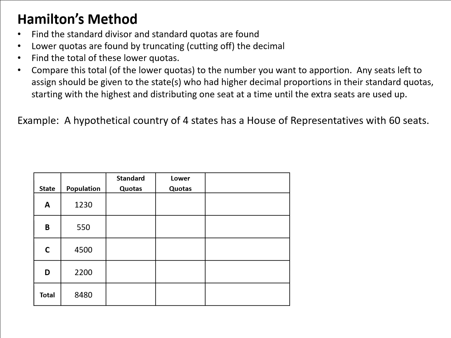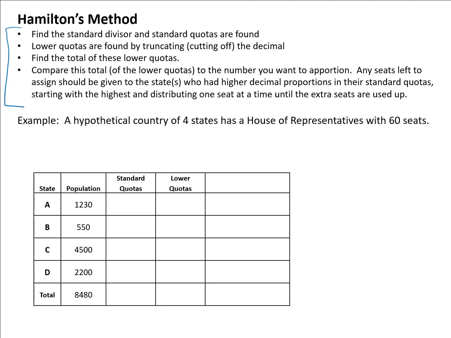Hamilton had proposed a method of dealing with the decimal in the apportionment process back when Jefferson had proposed his. And so when Jefferson's method wasn't working out so well, there was an incentive to go back and use Hamilton's method. So let's take a look at Hamilton's method next. I've got the method in bullets, but let's again use an example to show how that method works.